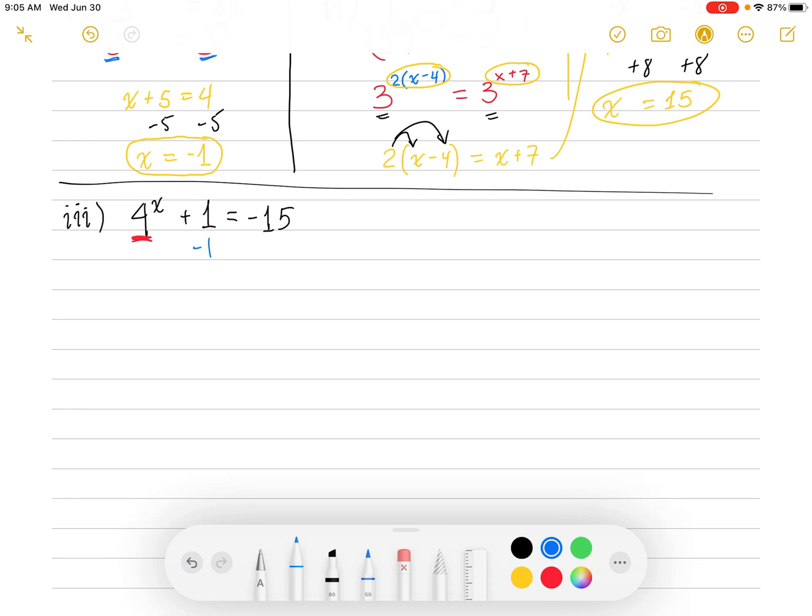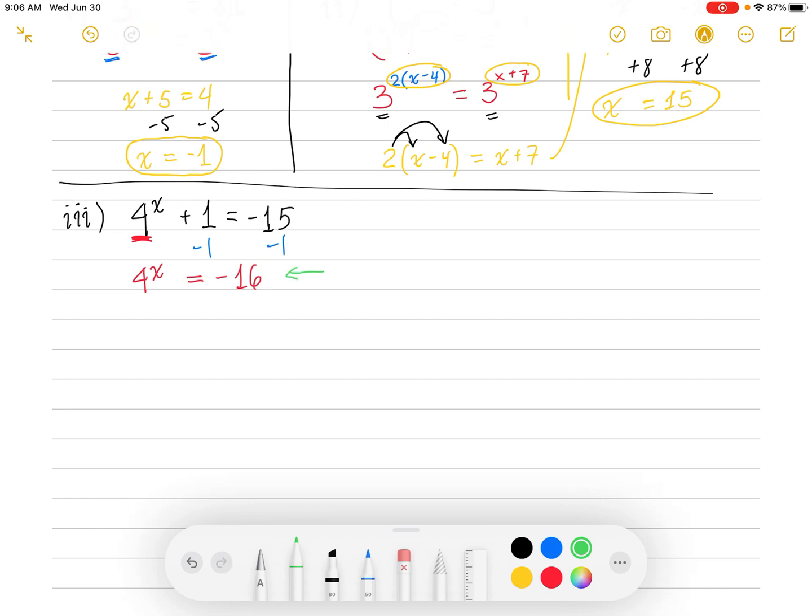If I wanted to solve this, I would try to get the 4 to the x by itself. I want to get this exponential part by itself, right? It's connected to something else, a plus 1. So to get rid of the plus 1, I would subtract a 1 from each side. And that would give me 4 to the x equals negative 15 minus 1, which is negative 16.